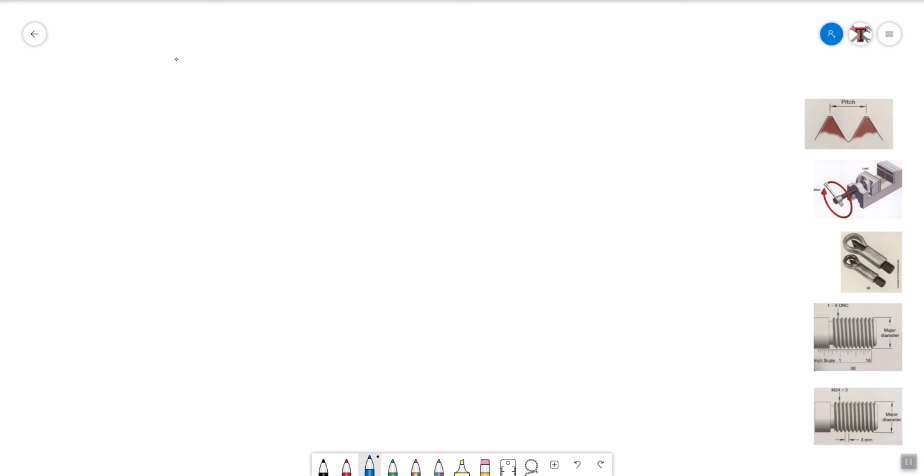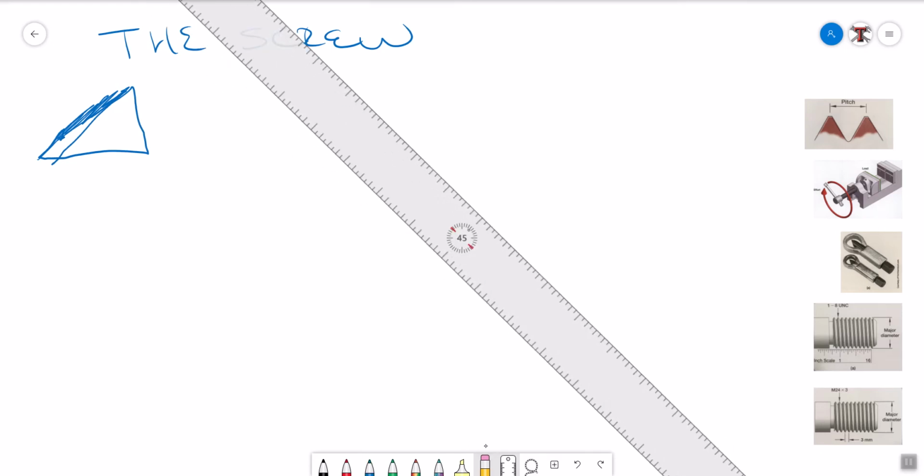Today we are going to cover the screw. This is considered a simple machine, but it is probably one of the more complex ones because instead of a simple inclined plane, for example, like we have before, this is the worst inclined plane ever, but you know what I'm talking about.